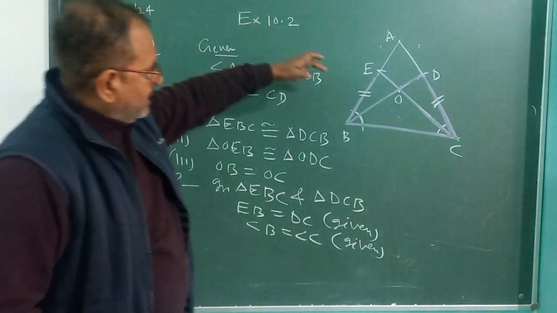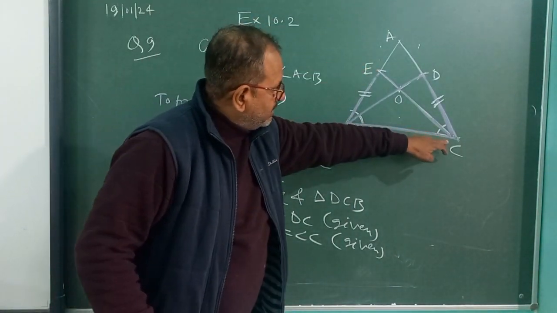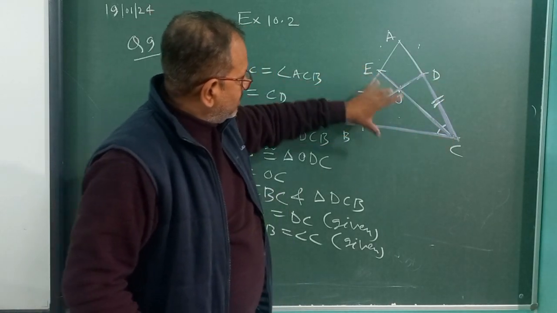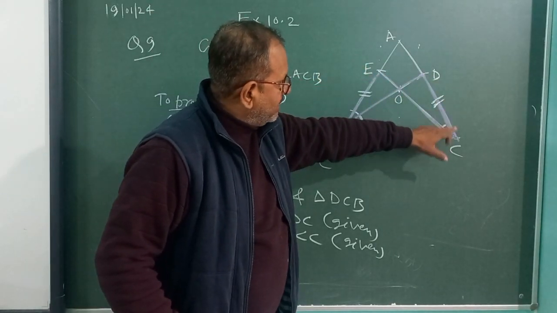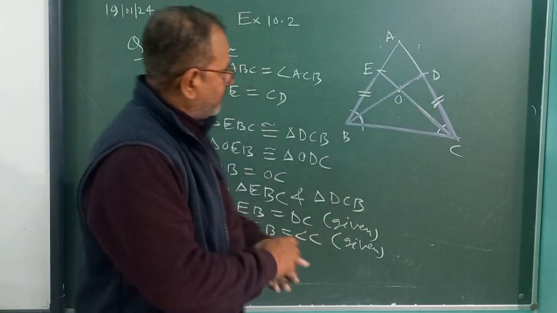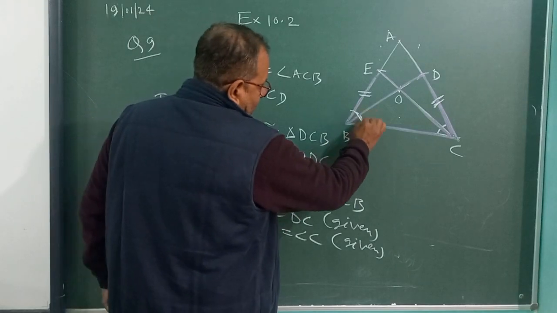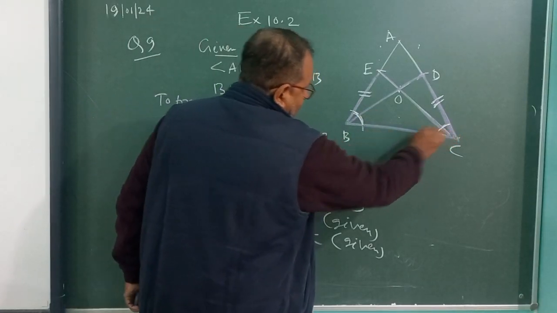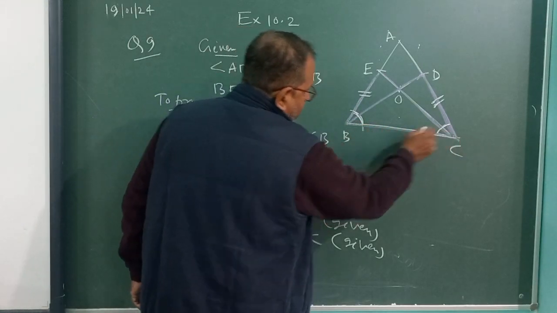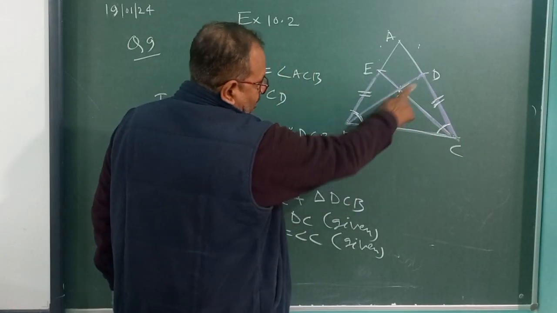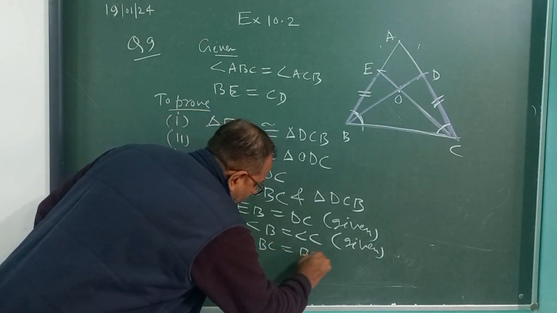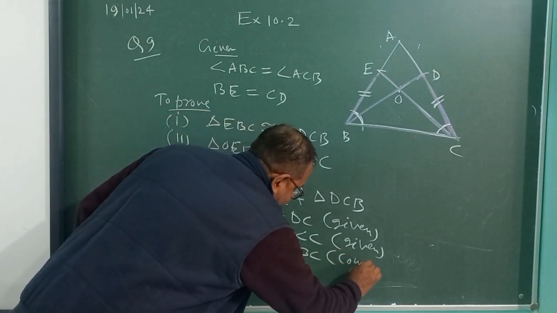Again see here, in triangle EBC and DCB, one side EB and here another side DC, both are equal. EB is equal to DC, given equal. Angle B and angle C, it is given equal. And BC is common in both. Side BC is common in both the triangles. We can write BC is equal to BC, common.